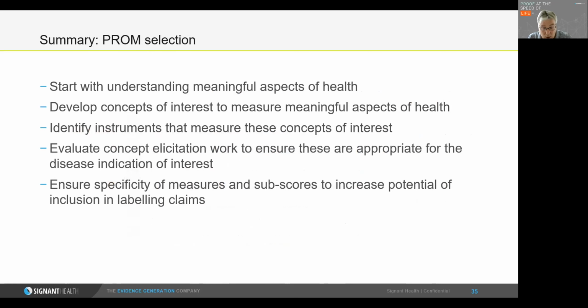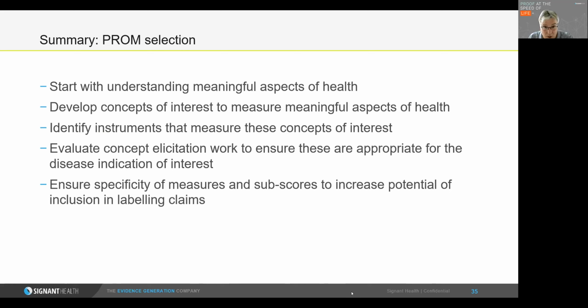So I just wanted to finish my whistle-stop tour with a summary of how you select a patient-reported outcome measure. Start with the understanding of meaningful aspects of health. Use that to develop concepts of interest that help to measure those meaningful aspects of health. Identify instruments that measure these concepts of interest if they exist. And then evaluate some of the validation work that's been done around those instruments.